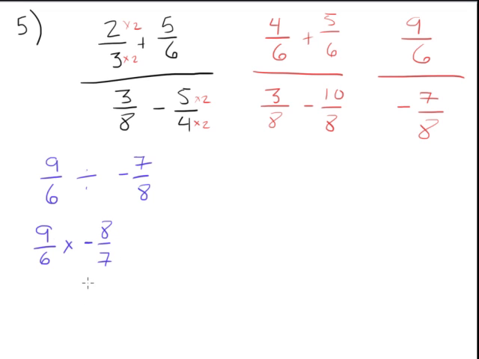Okay, so 9 times 8, that's 72. Don't forget my negative because it's a positive times a negative, so it's still negative. 6 times 7, that's 42.